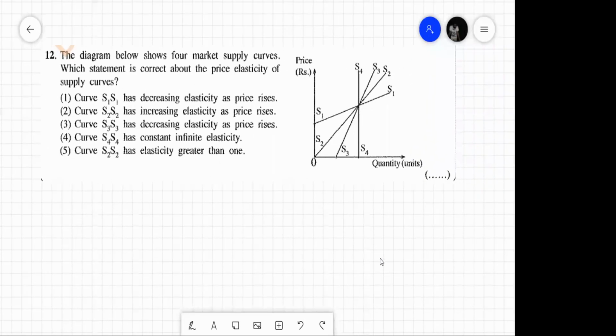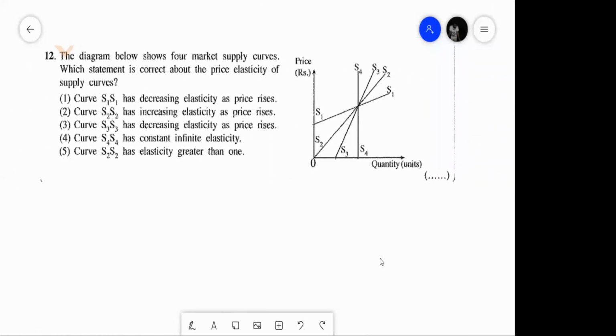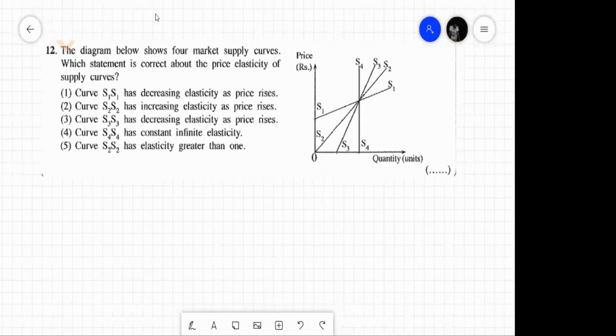Okay, nice one. They say, the diagram below shows 4 market supply curves, right? I think I explained a part of this last class. Why can't that be perfectly inelastic? It can't be perfectly inelastic because in perfect inelastic, if price increases by 20%, total revenue will also increase by 20%.